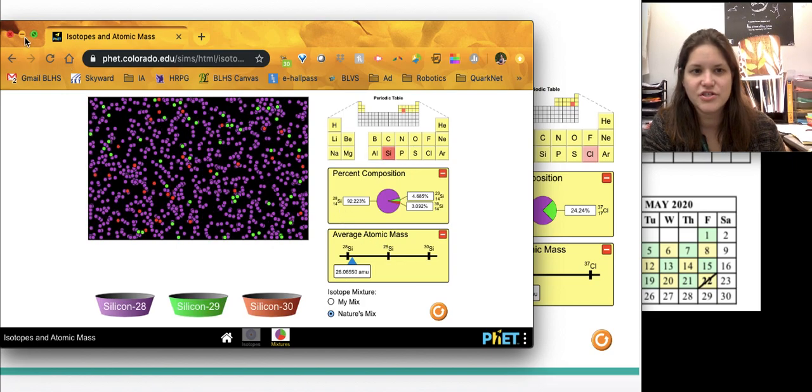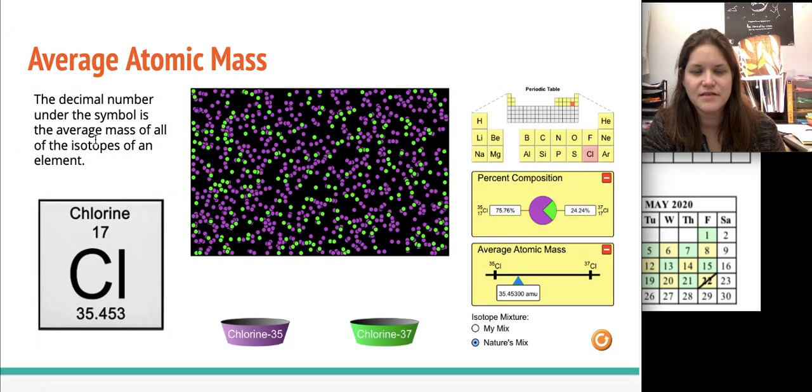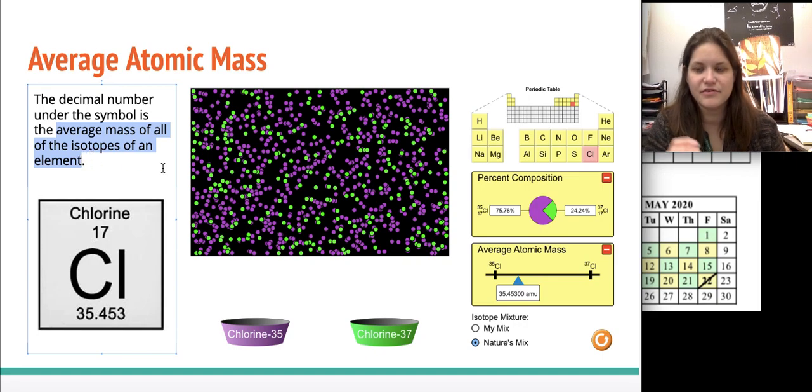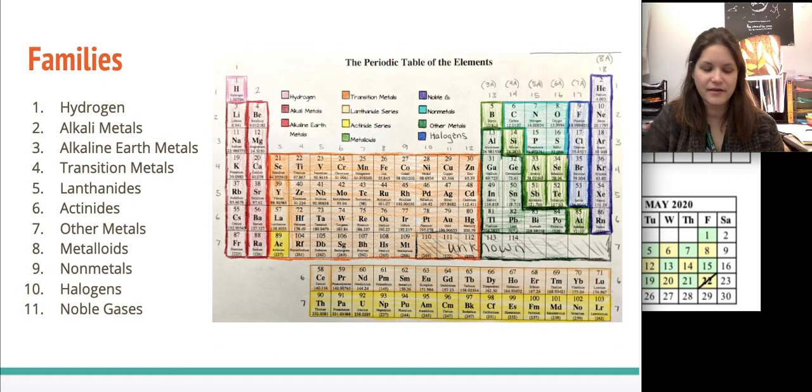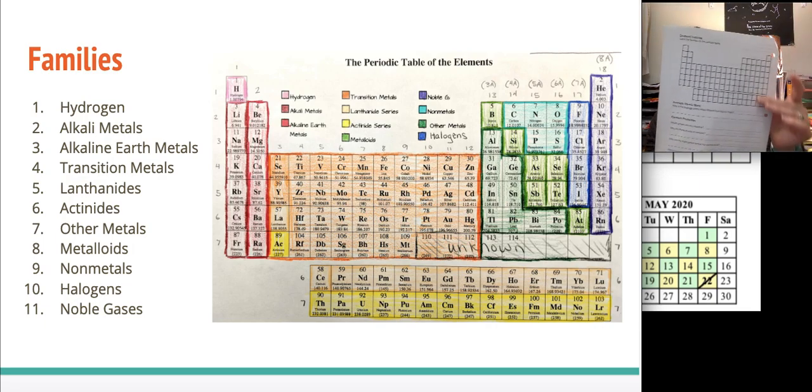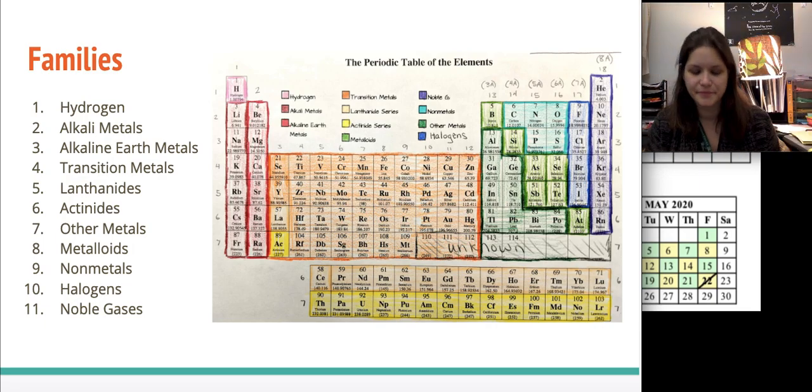So the average is the average mass of all of the isotopes. And that is different from the atomic mass, which is just for a particular atom, how many protons and neutrons does it have added together. Okay. Let's go back then to families. So that's above this particular question right up here.